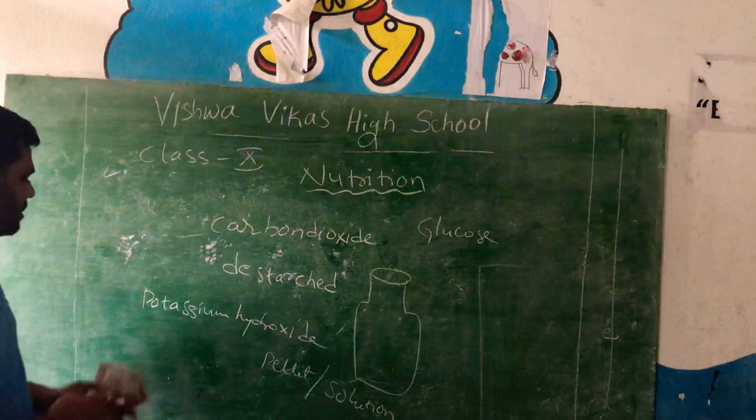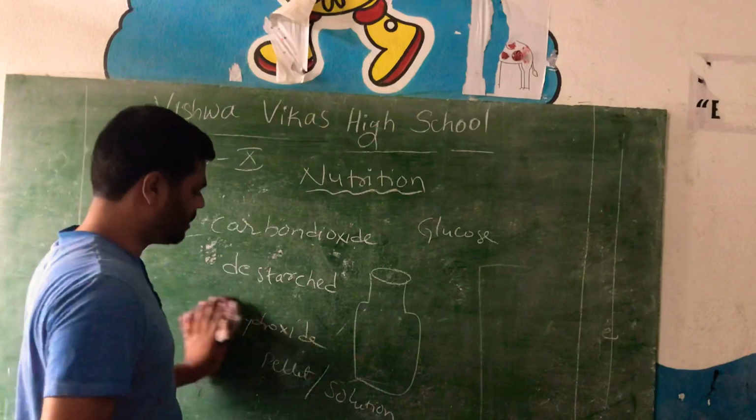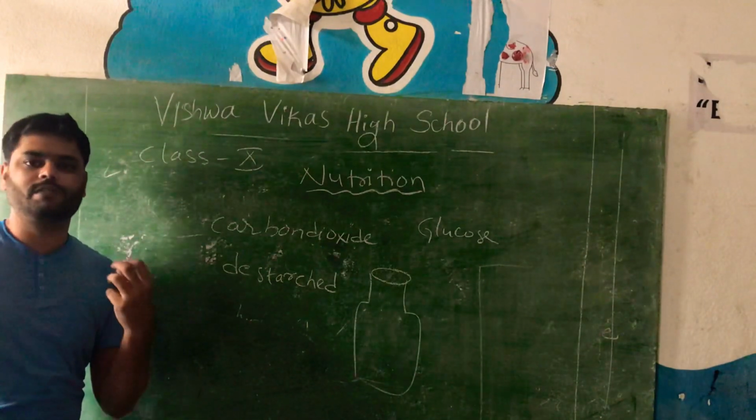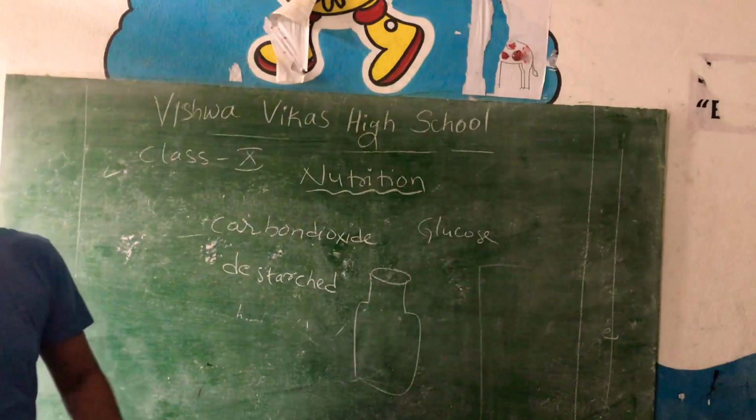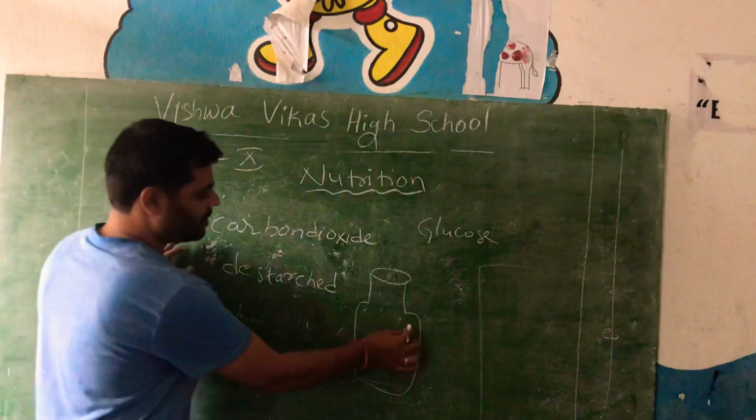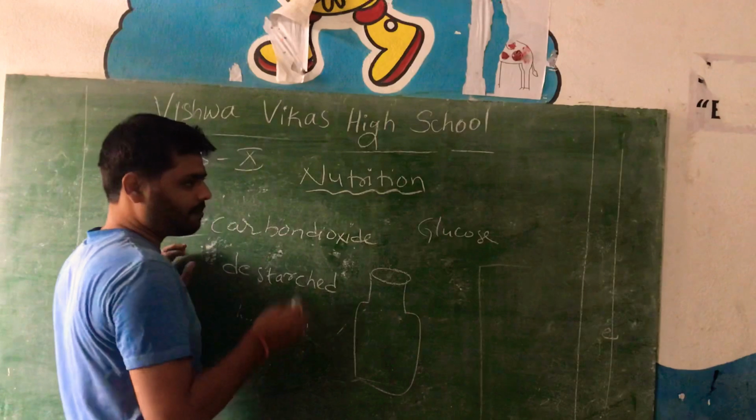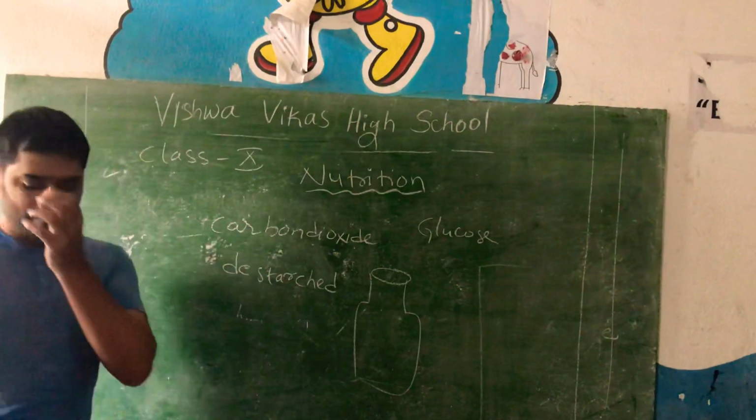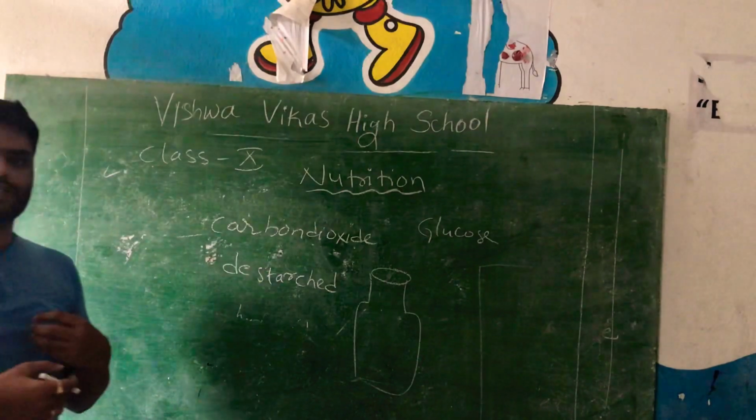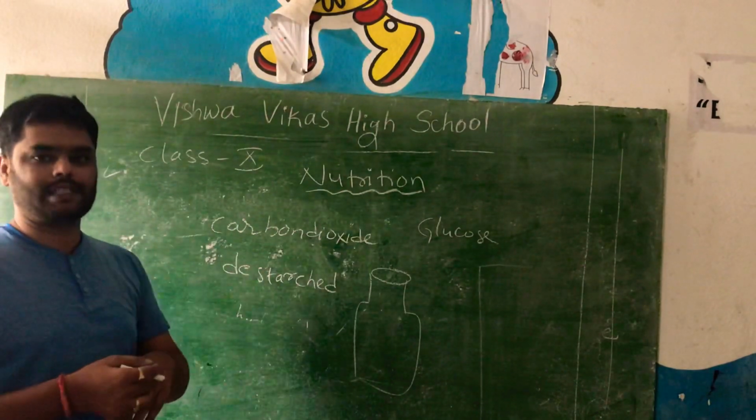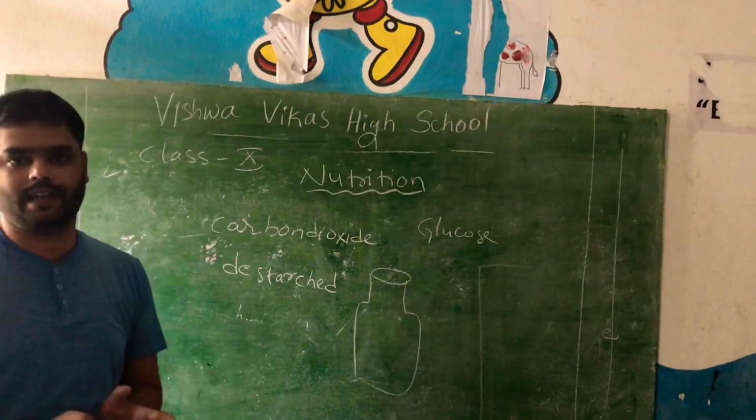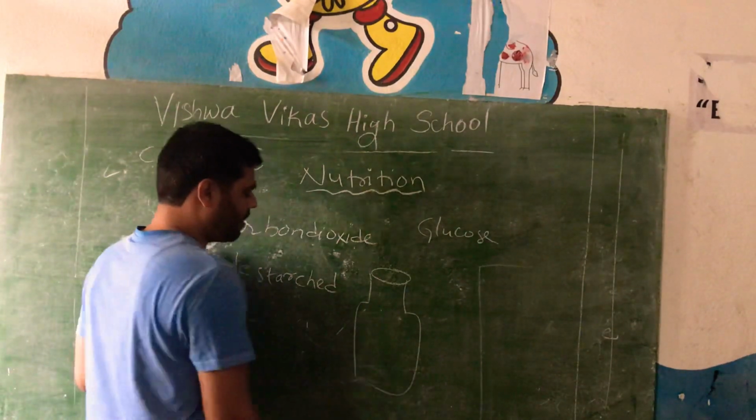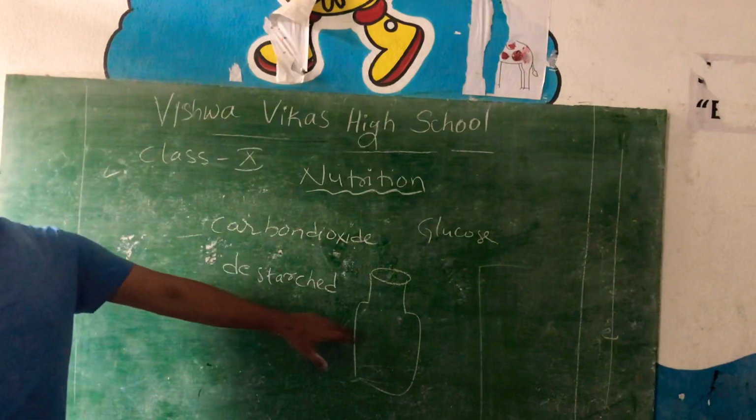Why are we keeping this sodium hydroxide pellet and sodium hydroxide solution? These will absorb the carbon dioxide present in the bottle. Whatever carbon dioxide is available, the sodium hydroxide pellets will absorb those carbon dioxide. It means the carbon dioxide won't be present in the air. They make it like that. Then we are keeping that solution in this, and we already have one destarched plant.